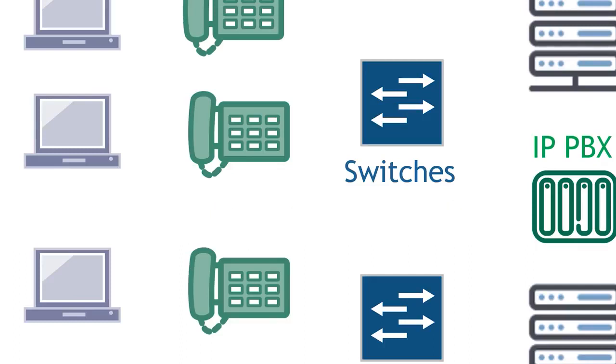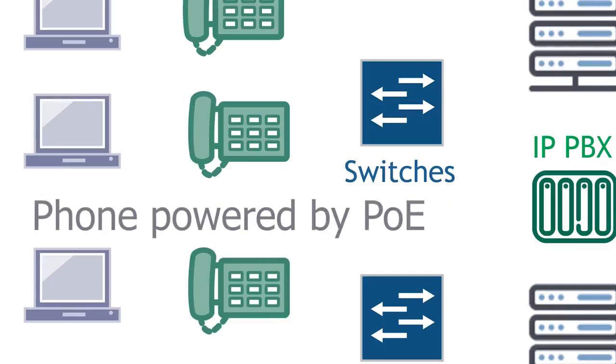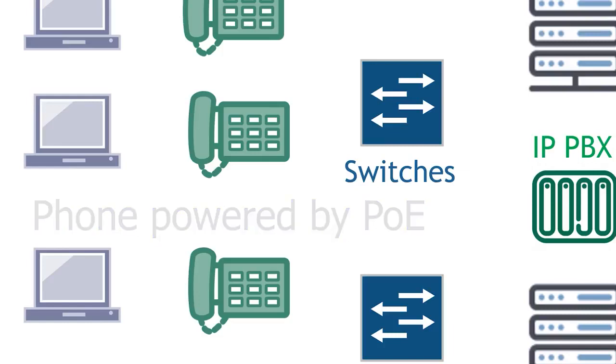These phones do not plug into the wall for power. Instead, they draw power directly from the switch using Power over Ethernet, or PoE. PoE enables a switch to deliver a small amount of power, just enough to run the phone in fact. Not all switches have PoE, so keep this in mind if you're buying new switches.